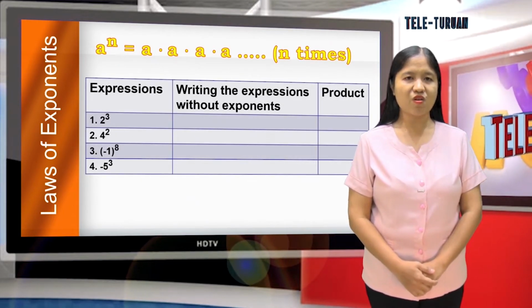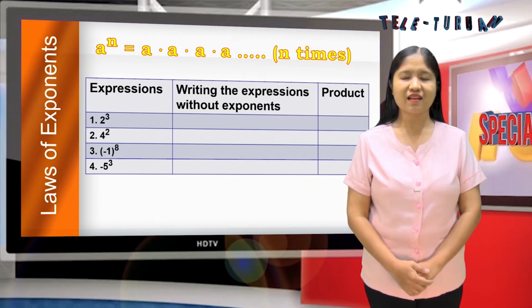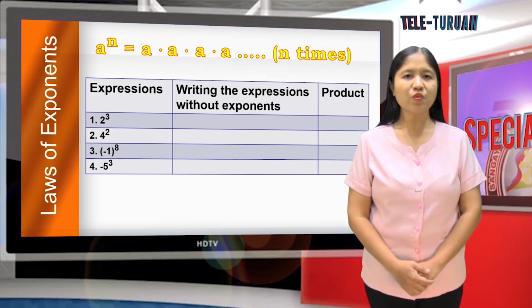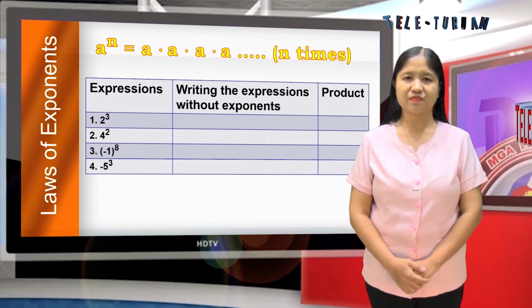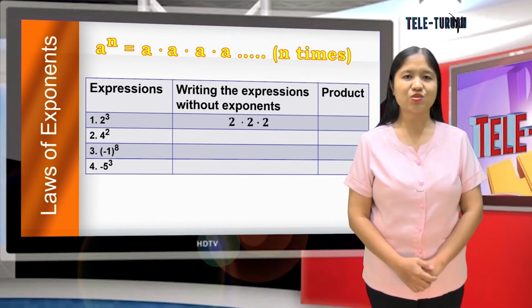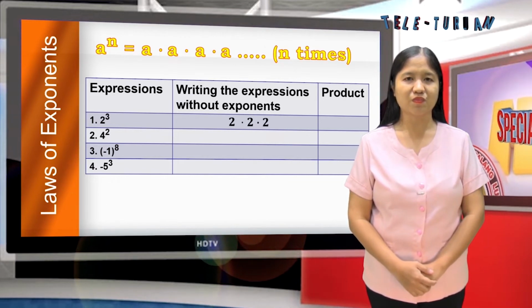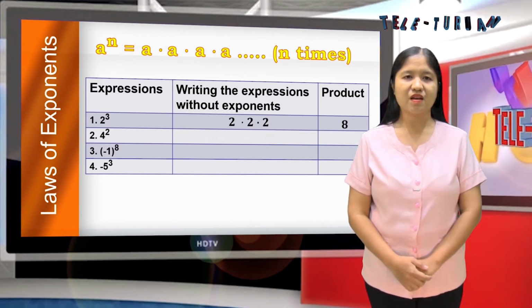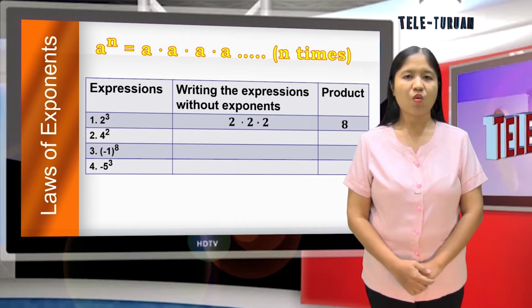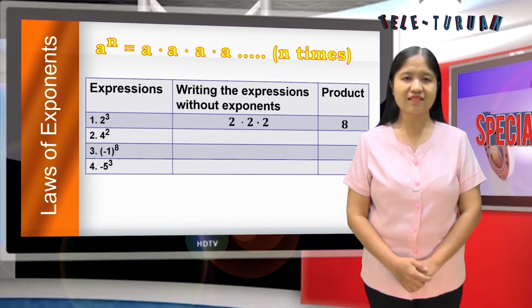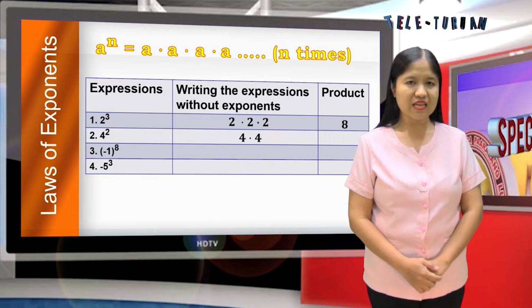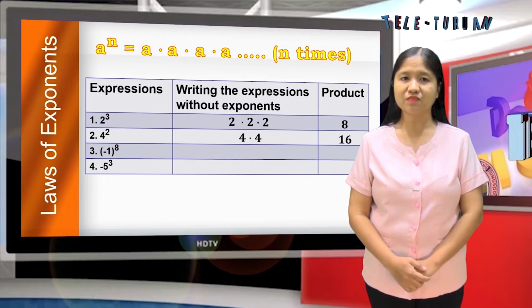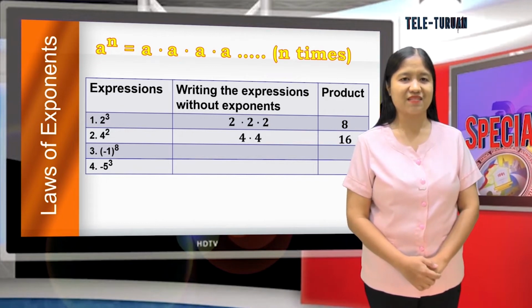To derive the first law of exponents, let us complete the given table. For number 1, how can we write 2 cubed without exponent? That is correct. It is 2 times 2 times 2. And the product? Very good. It is equal to 8. How about for number 2? What will be our answer for the second column? Very good. It is 4 times 4. And for the third column? That is correct. It is 16.